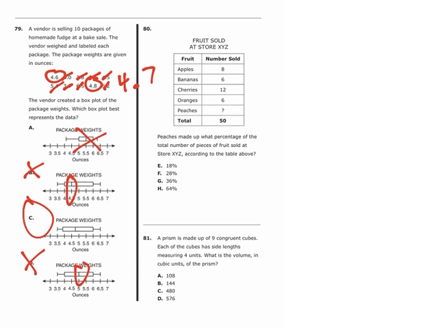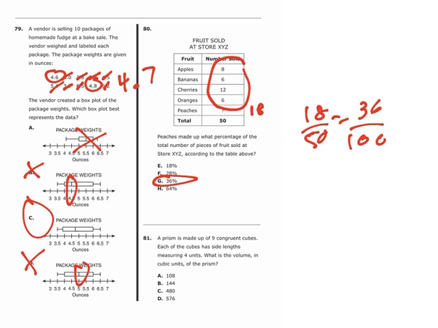Next one's nice and easy. If I add up all the numbers that are here, I get 32, which means there's 18 peaches. Hopefully we know that 18 out of 50, if I double it, is going to give me 36 out of 100, which is 36%.